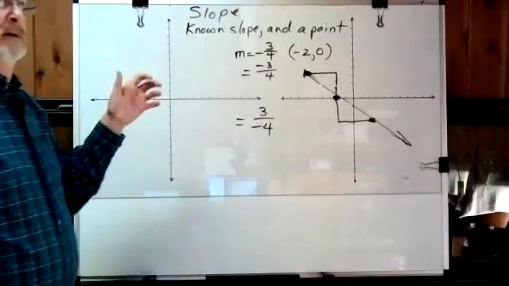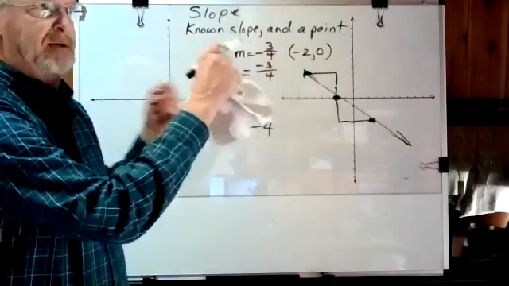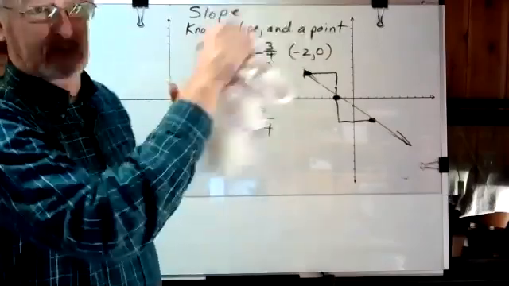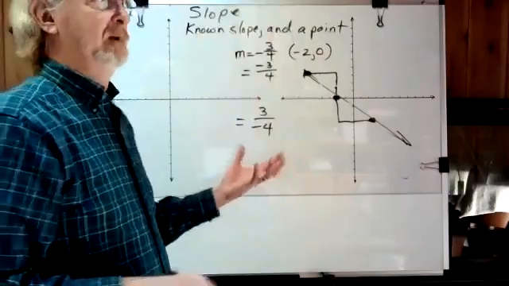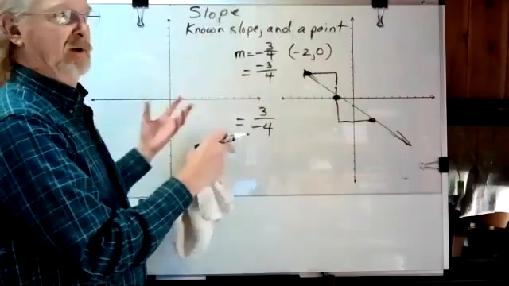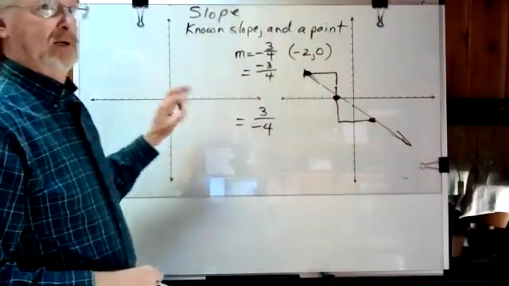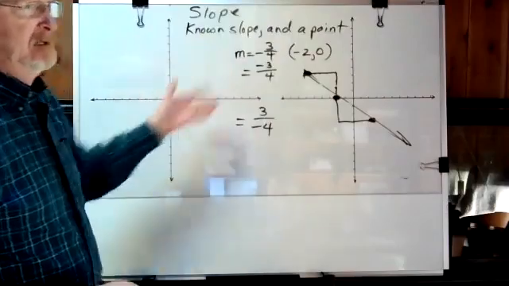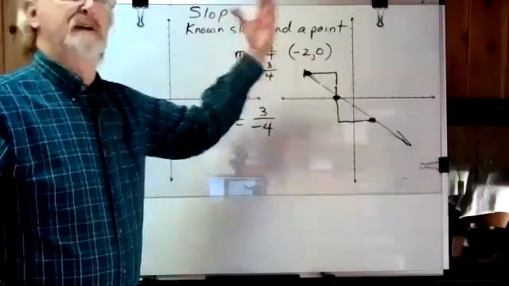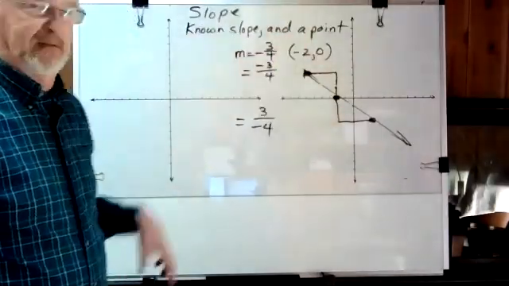So we read a graph, pulled out 2 points from the graph, not actually pulled them out, but actually counted squares on our graph to come up with the slope. Then if we had the coordinates for 2 points, we could use the slope formula to come up with the slope of that line. And now we're using the slope along with a known point to come up with 2 points and graph that line.